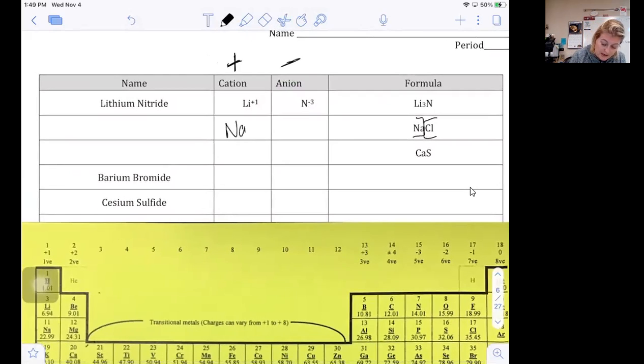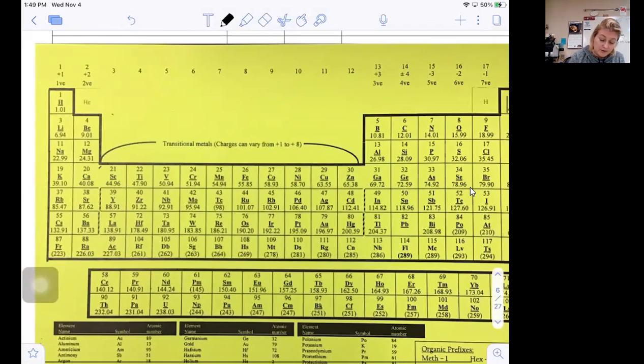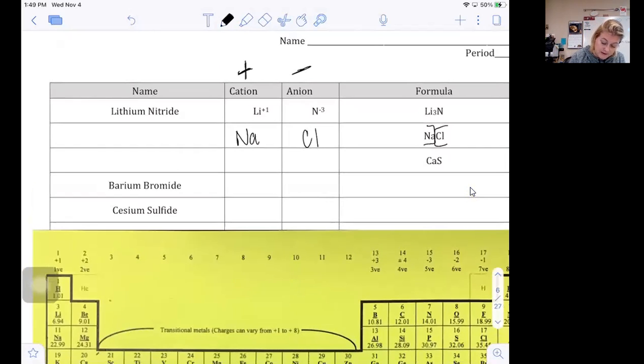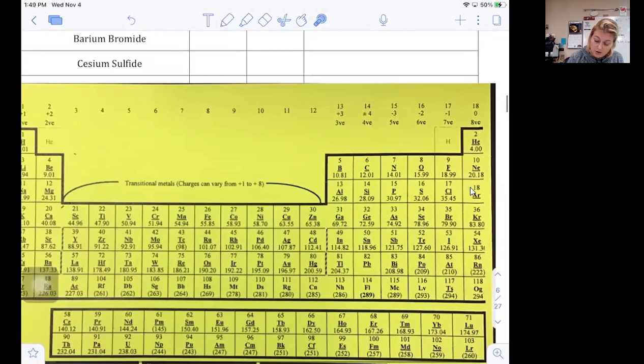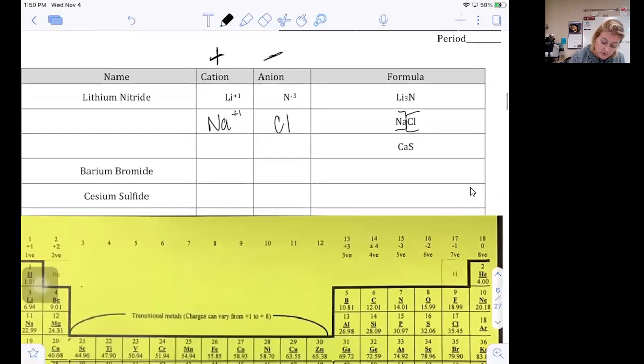So I'm going to write Na is my positive, Cl is my negative. Now, how do I know? I go down here, I find Na and go up to the top. Na has a positive 1 charge. So I would write this down as a +1. Okay, then go back to my periodic table. Chlorine is right here. Go up to the top. You see that there's a -1 charge there. So -1. Now, when you have opposite charges, they cancel.